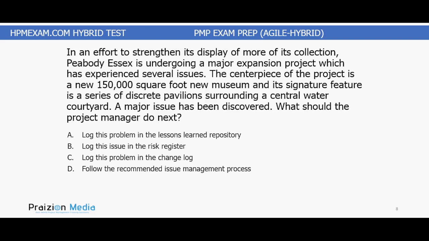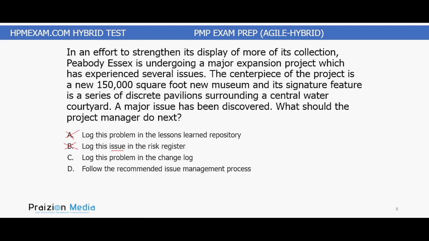A. Log this problem in the lessons learned repository. You would not log a problem in the lessons learned repository. You would log lessons that have been learned. B. Log this issue in the risk register. No, you don't log issues in a risk register. You log issues in an issue log. You log risks in a risk register.